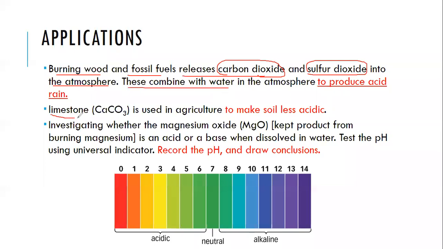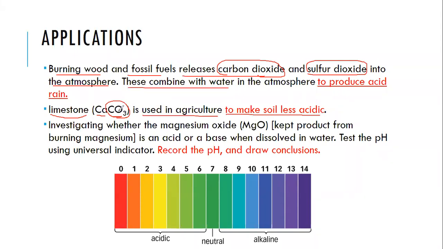And the other one is the limestone. Limestone is calcium carbonate, used in agriculture. When we talk about carbonates in the next class, I'm going to talk about this more. It makes the soil less acidic. Actually, it's a base. This is calcium carbonate. Calcium carbonate is a metal carbonate.